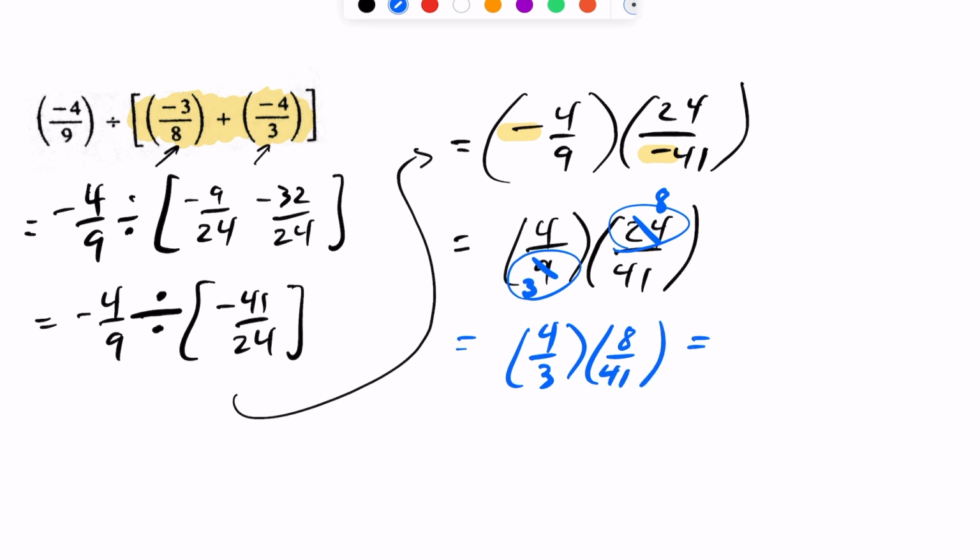And now we are done here. This is in lowest terms. This ends up becoming 32 over 3 times 41, which is 123. Okay, these are some quick examples on operations on fractions using our BEDMAS rules.